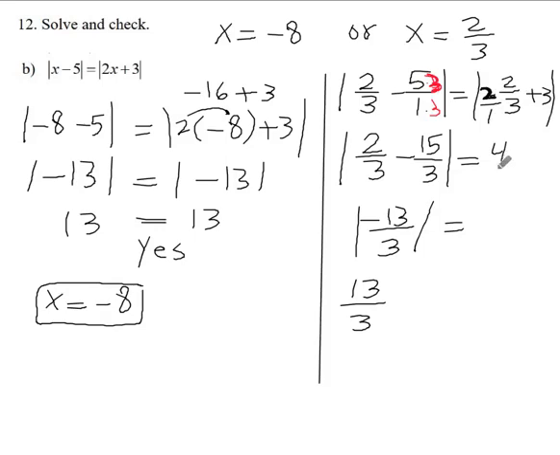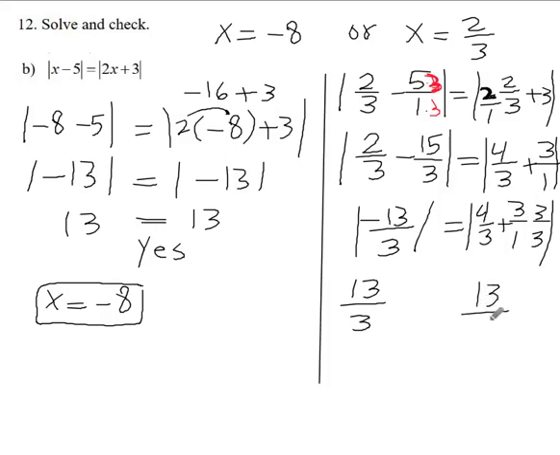Here I get 4 thirds plus 3 over 1. LCD still is 3, so I will write this as 4 thirds plus 3 over 1, multiply this by 3 over 3. So here you get 4 plus 9 over 3. 9 plus 4, that is 13. That would be 13 over 3. Yes. The second one is the solution. x equal to 2 over 3 also is the other solution.